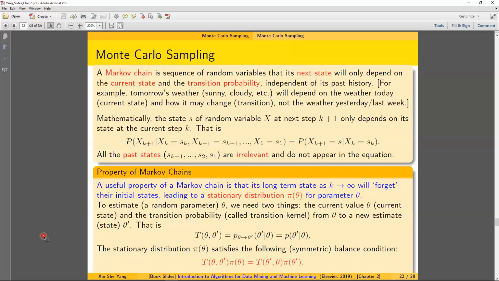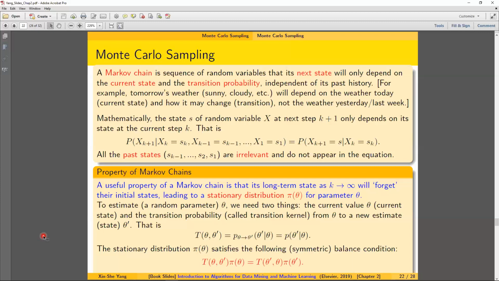Okay, let me give you an example. Tomorrow's weather, sunny or cloudy, etc., will only depend on the weather today, the current state, and how it may change from today to tomorrow. It's not the weather yesterday or last week. This is a strong condition. You can see that it's a strong assumption. In certain cases it might apply; in many cases it may not apply.